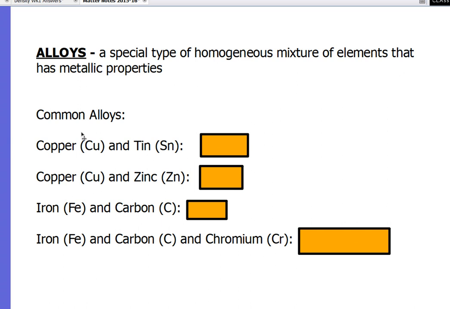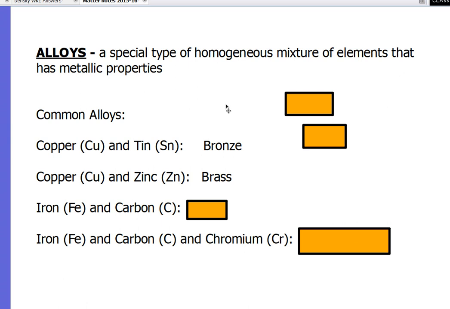If you put copper and tin together, you make brass. You put copper and zinc together. Oh, I said that wrong. It clearly says bronze, doesn't it? Copper and tin, you make bronze. Copper and zinc, you make brass. And they have very different properties. Brass is shiny, it's harder. Bronze is easier to shape, but it is not as pretty and it doesn't last as long. It tends to be a little bit more brittle.